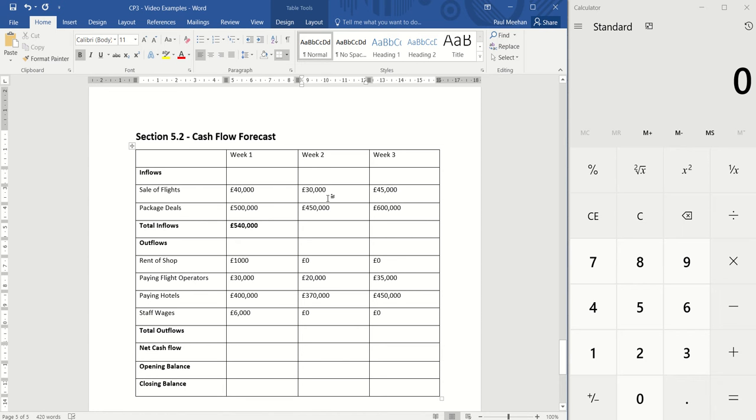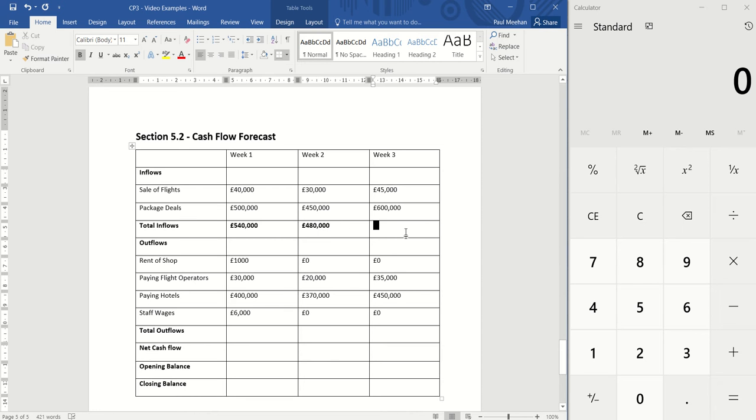Pretty straightforward. And for week 2, to work out the total inflows, we project that we're going to sell maybe less. There may be a really sensible reason behind that. It may be the tail end of the summer holidays, or it's not a time traditionally for people booking holidays as much, and you do have variations in your projections from week to week. So that's kind of the norm. £30,000 in flights and £450,000 in package deals will give us £480,000 worth of total inflows, money flowing into the business.